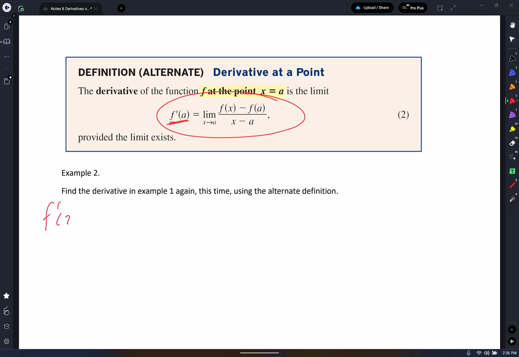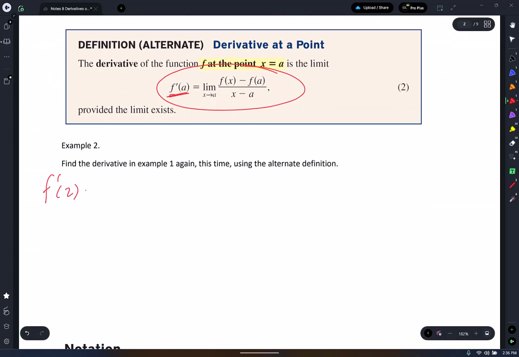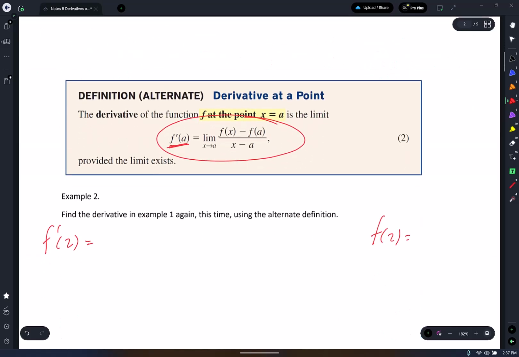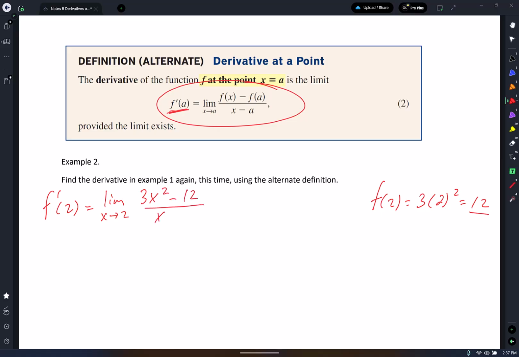Okay, f prime of 2. Remember, at 2 I better get 12, and at 3 I better get 18. So f prime of 2 equals, what do I need? I need f of 2. f of x equals 3x squared, so f of 2 is 3 times 2 squared. 2 squared is 4, 4 times 3 is 12. Here we go. Limit as x approaches 2 of f of x, which is 3x squared, minus f of 2, which is 12, all over x minus 2.